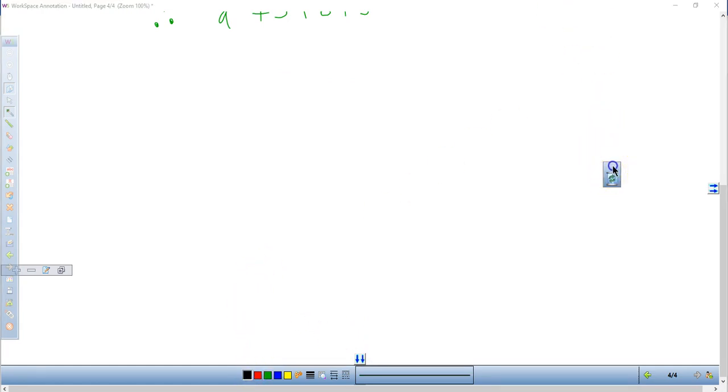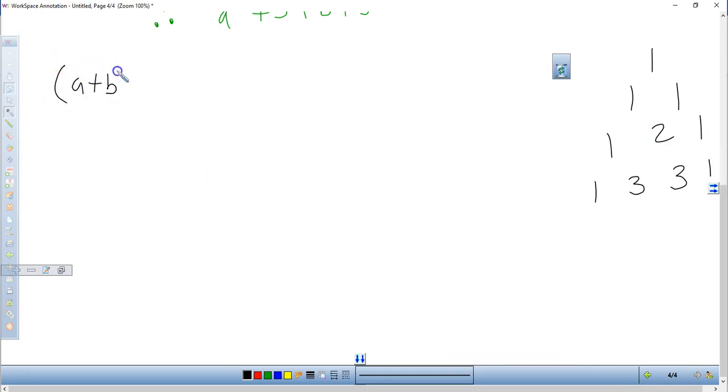And since I've scrolled down, I have to put my Pascal's triangle back. 1, 1, 1, 1, 2, 1, 1, 3, 3, 1. Okay, so I'm talking about (a + b) cubed. We're not going to change that. And yet again, we're still talking about (a + b) times (a + b) times (a + b).